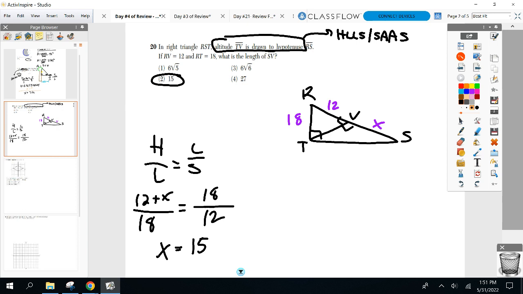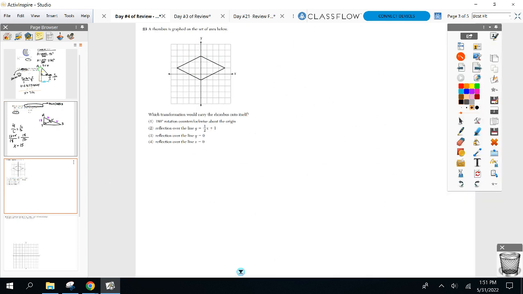All right, let's keep grinding away. Multiple choices here. 23. Which one of these 4 carries the rhombus onto itself? Meaning, everyone see the rhombus we see here? Which one of these 4 would make it the same looking rhombus in the exact same position, not moved at all? How about 180 degrees rotation about the origin? Would that result in the same rhombus I'm looking at?